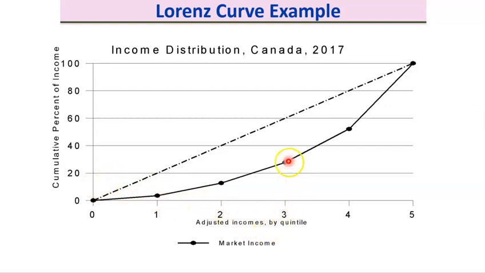And so on up to the fifth quintile, where 100% of cumulative income is received by the entire population. So here we saw that the bottom 80% had just over half of total income.